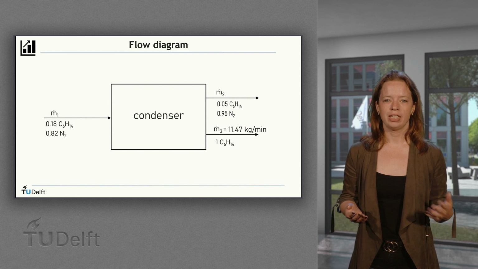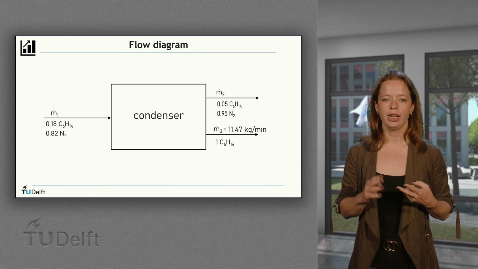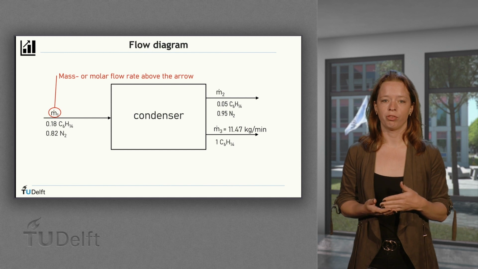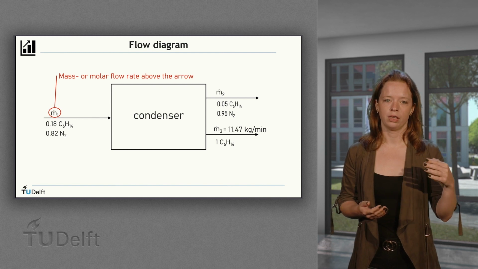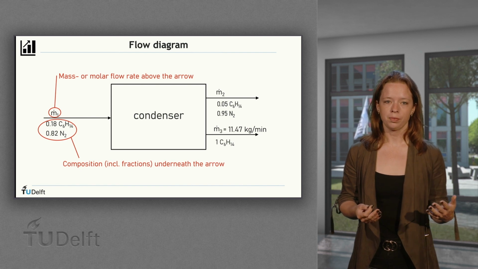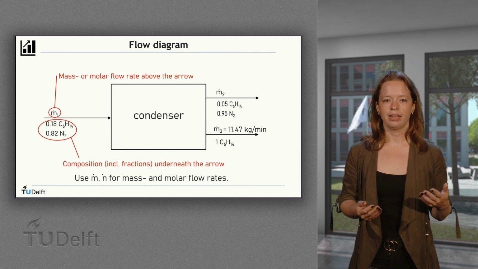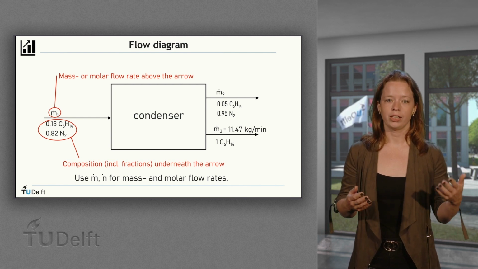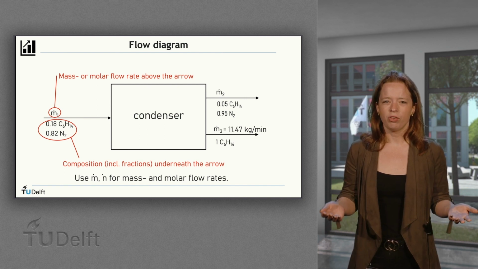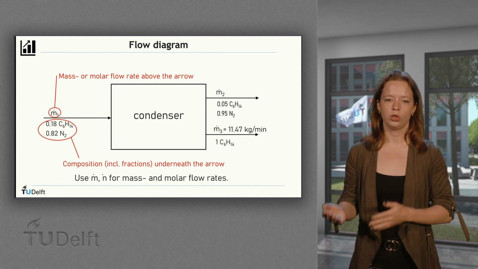From this flow diagram, it's very easy to see that we have two unknown quantities in this process, ṁ1 and ṁ2. And remember to always write the mass or molar flow rate above the arrow, the composition of the flow underneath the arrow, and we place a dot on top of the m or n to indicate that we're talking about flow rates, so a process that is continuously flowing. So far, we haven't really done anything very complicated. We've only translated the process description into a flow diagram.